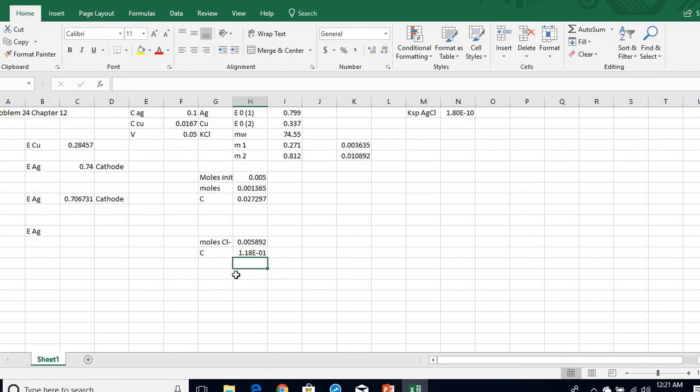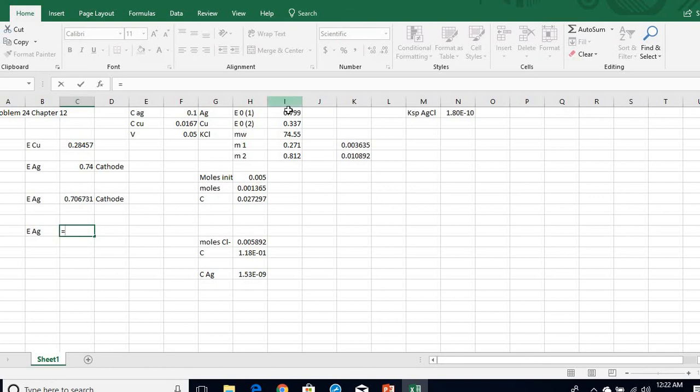And we know that the solubility product of AgCl is 1.8 times 10 to the minus 10. So from this solubility constant, we can find the concentration of silver in the solution. So the concentration of silver in the solution will be equal to the Ksp divided by the concentration of Cl. That's this one. So now we can find the new potential at our silver electrode.